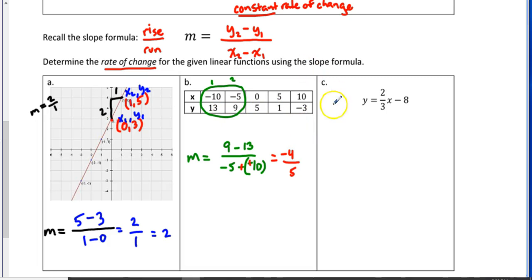Finally, the last one we don't need to do a whole lot of work. What's our slope? There it is, right? In terms of y equals mx plus b. So if it's already written as an equation, not a graph or table representation, we can just say what the slope is. 2/3.